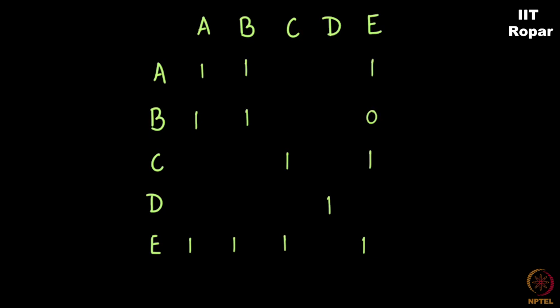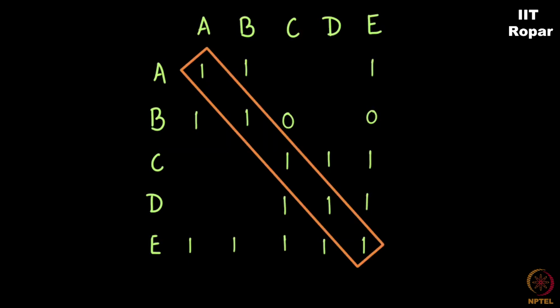D and E know each other, so let me write that DE and ED. C and D know each other, so Cth row and Dth column is 1 and Dth row and Cth column is also 1. So Bth row and Cth column is actually 0, correct? Everything else is accurate.